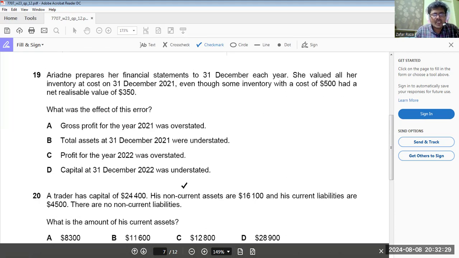Okay, 19. Eridiane prepares a financial statement to December 31st each year. She valued all her inventory at cost on 31st December 2022. Even though some inventory with a cost of 500 and a NRV, a net realizable value of $350. What was the effect of this error?